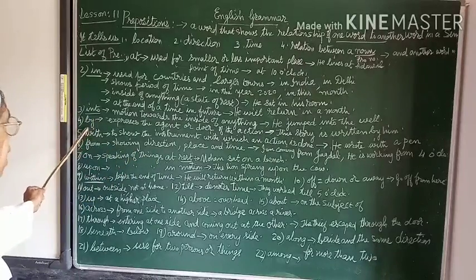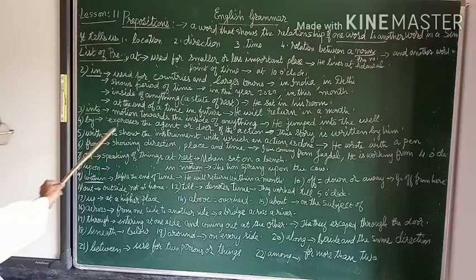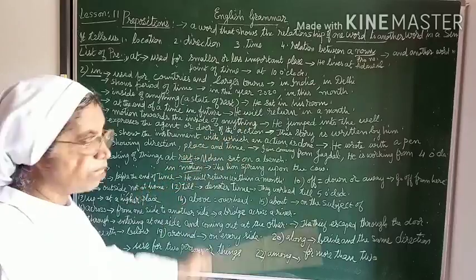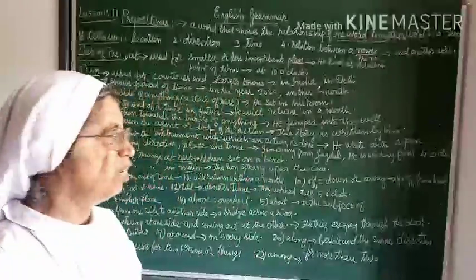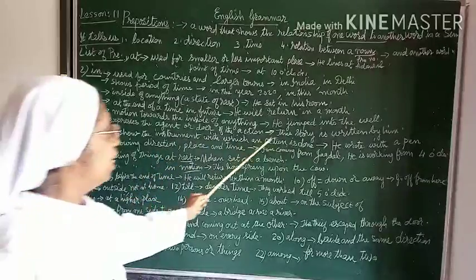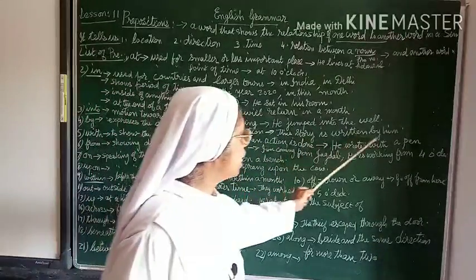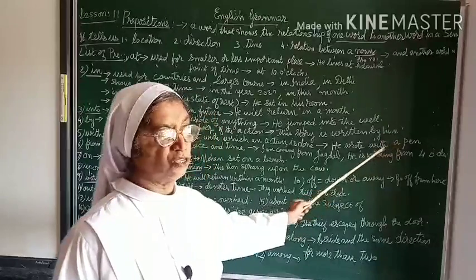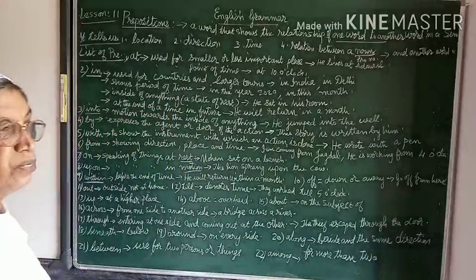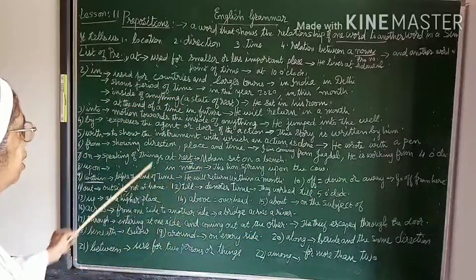Then we have by. By expresses the agent or doer of the action. By shows who has done the action, the doer of the action. This story is written by him. Who is the doer? He. So the story is written, writing is the doing, done by him.